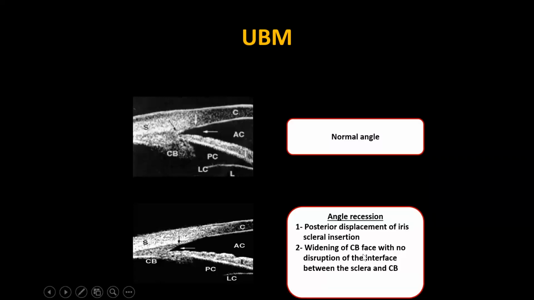Because if there is disruption between the sclera and ciliary body, then we are having something else called? Between the sclera and ciliary body? Yeah, if there is detachment between the sclera and ciliary body. The cleft, ciliary body cleft. Exactly.